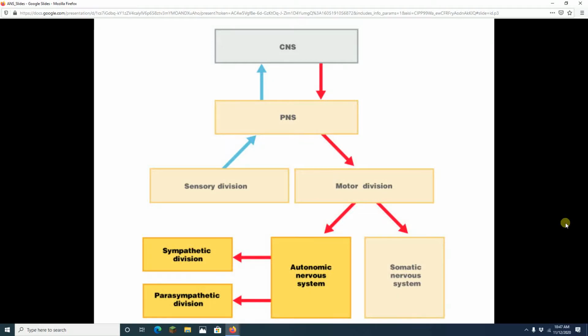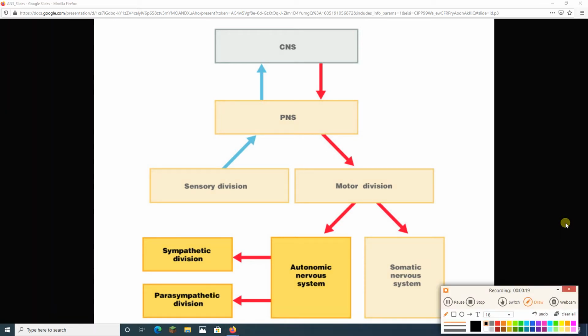Anatomy students, welcome to our final lecture on the nervous system. Yeah, it's a bittersweet moment. We're going to be done with the nervous system right when we're done with this material on the autonomic nervous system.